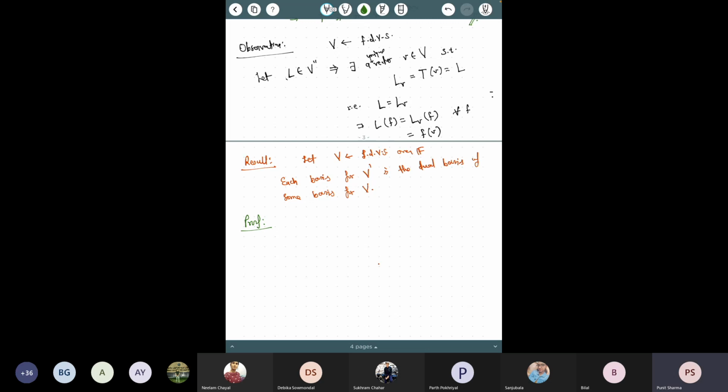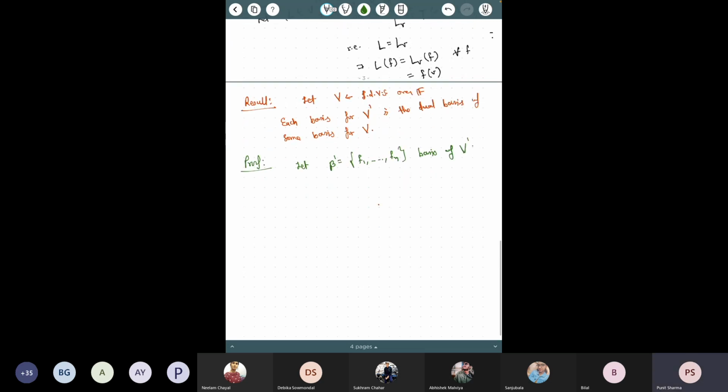Any arbitrary basis of V dash. Yeah. So let us suppose that this B dash, containing these functionals f1 to fn, is a basis of V dash, let's say. Okay. Now this much I know, I have a basis. Now using this basis, I have to find a basis for V. Now you tell me, how can I do that?